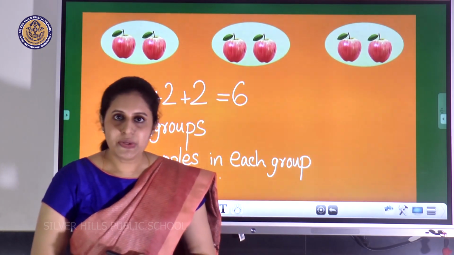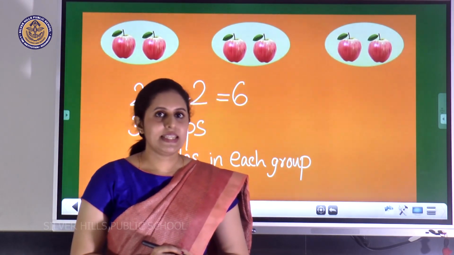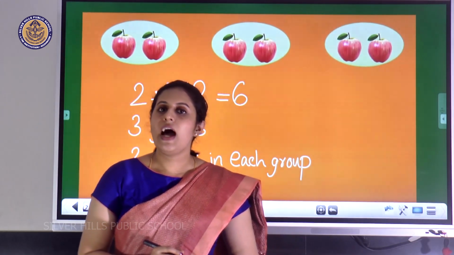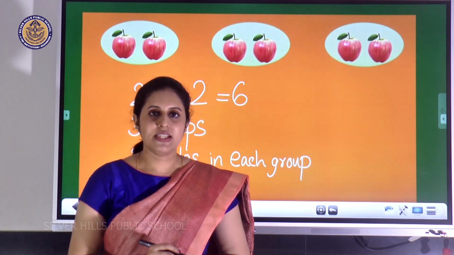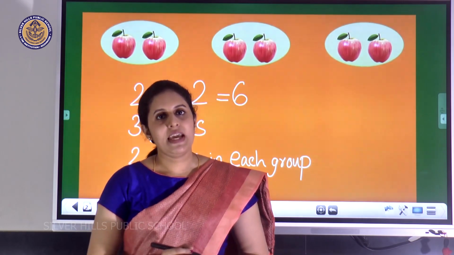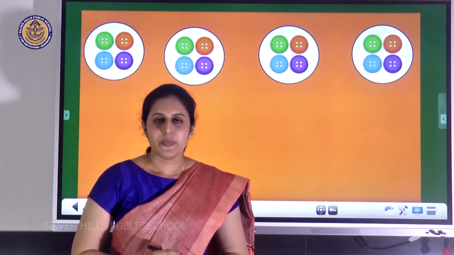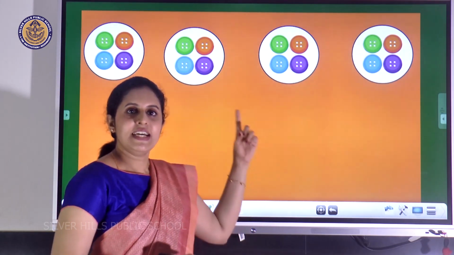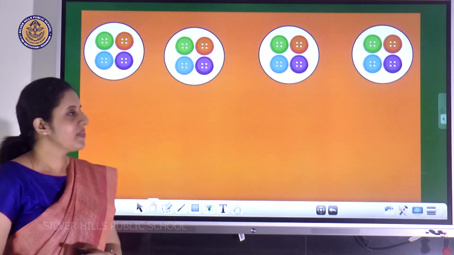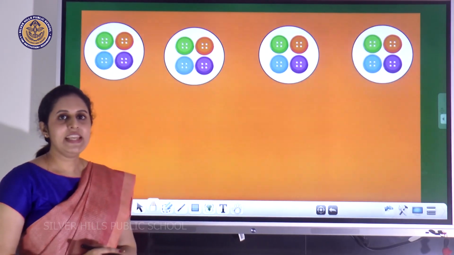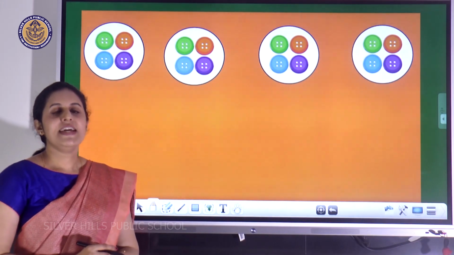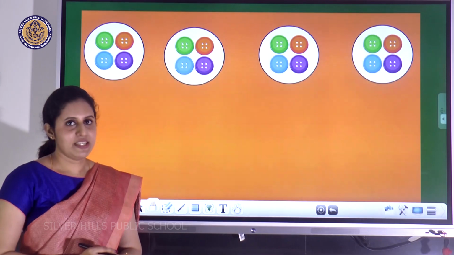We have introduced a new symbol, that is times, and we learned how to write a multiplication sentence. In the same way, we are going to see another example. So, I have here a second example for you. What do you see on the screen? Yes, you see buttons, colorful buttons.